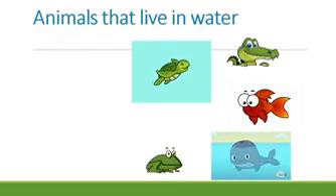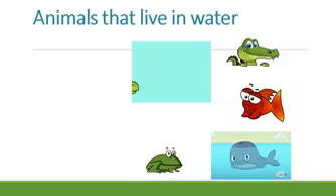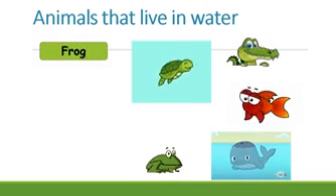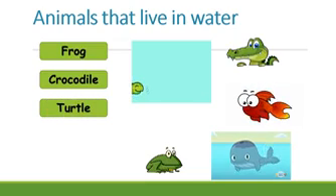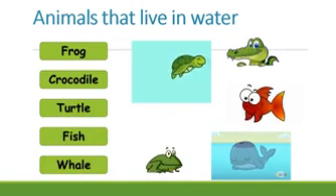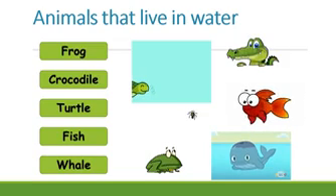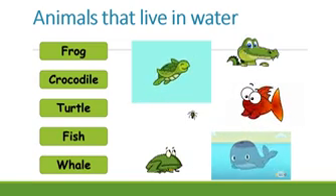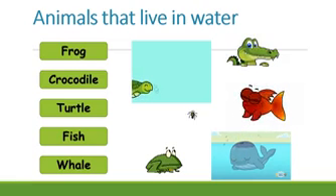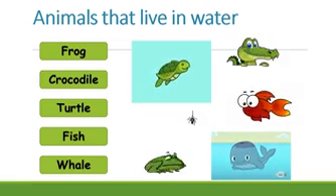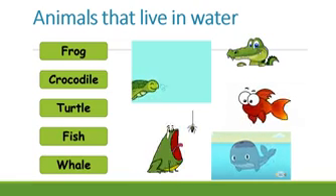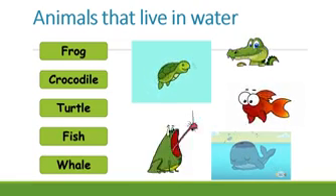Okay, kids, let us review again the animals that live in water. I want you to repeat after me. We have frog, crocodile, turtle, fish, whale. Okay, very good. I will read again and you repeat after me. Once more. Frog, crocodile, turtle, fish, whale. And I know that you can see the pictures of these animals on the other side of this slide.